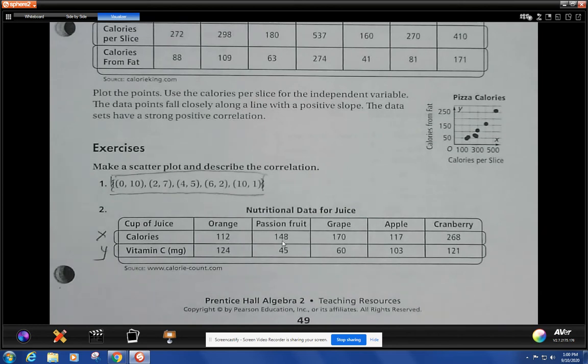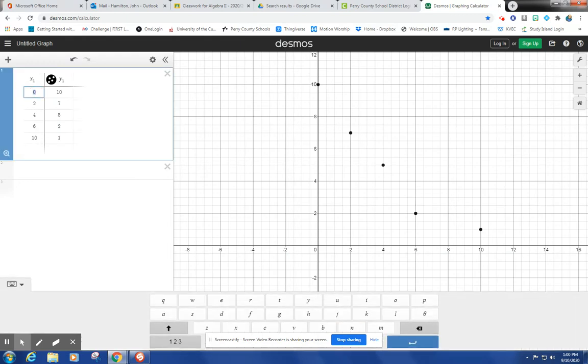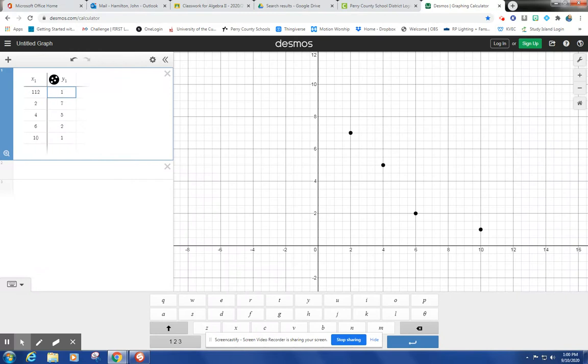For passion fruit, this would be my X and this would be my Y. So these are like my ordered pairs, the 112 and 124 is an ordered pair. The 148, the 45 is an ordered pair, etc., etc. So what you would do, go back into Desmos, and I'm just going to write over the ones that I already had there. Okay, so I'm going to go ahead and do 112 and 124, 148 and 45, 170 and 60, 117 and 103, and 268 and 121.